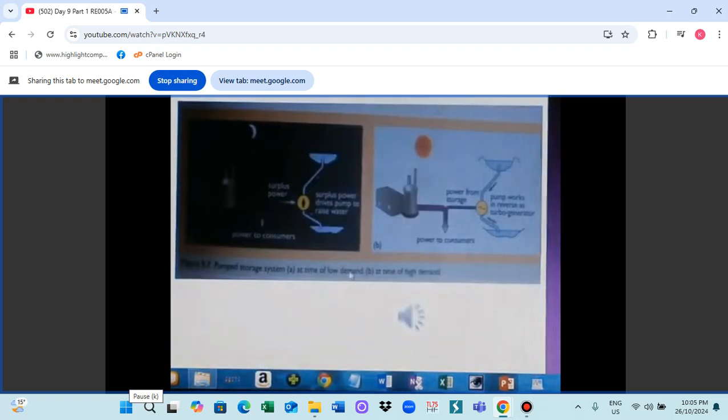So this is for the 10 water turbines' construction. The power is supplied to the consumer at night time. But this water will be fed back to the system.